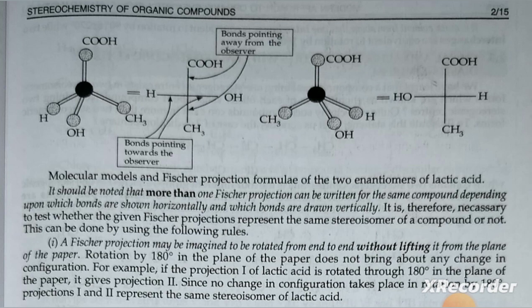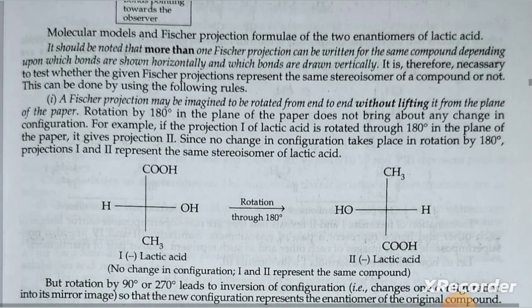For example, if projection first of lactic acid is rotated through 180 degrees in the plane of paper, it gives projection second. Since no change of configuration takes place in rotation by 180 degrees, projections first and second represent the same stereoisomer of lactic acid. But rotation by 90 degrees or 270 degrees leads to inversion of the configuration. It means it changes one configuration into its mirror image, so that the new configuration represents the enantiomer of the original compound.